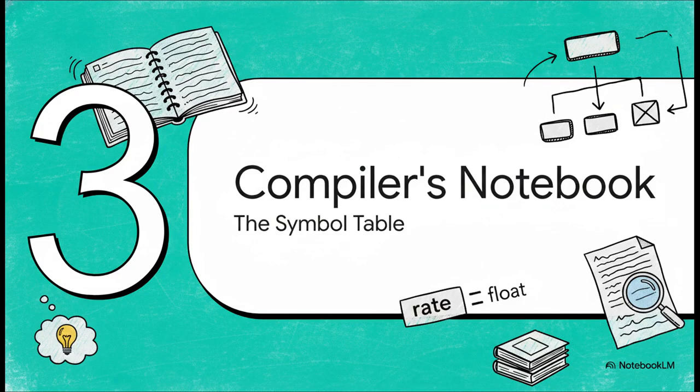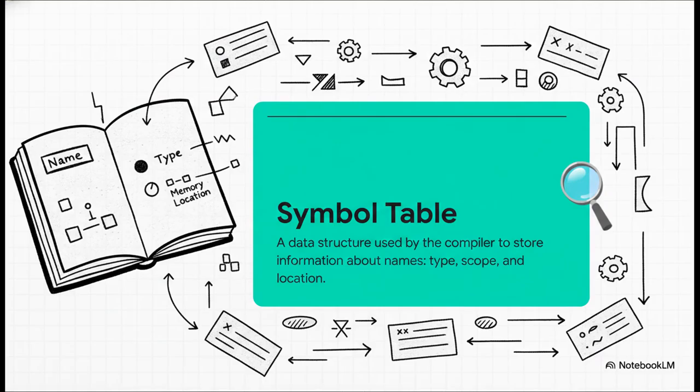So wait a second. The compiler's keeping track of all these names and all their types and where they all live in memory. How in the world does it remember all that? Well, it turns out it has a secret weapon, a special little notebook. And this notebook is called the symbol table. It's basically the compiler's brain.